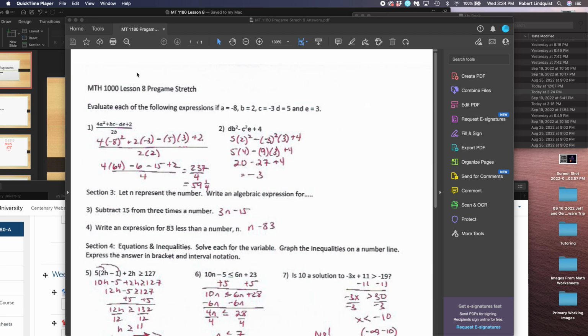All right, so I don't know why it says Math 1000 up there. It should say Math 1180. It's probably an old mistake that I haven't corrected yet.